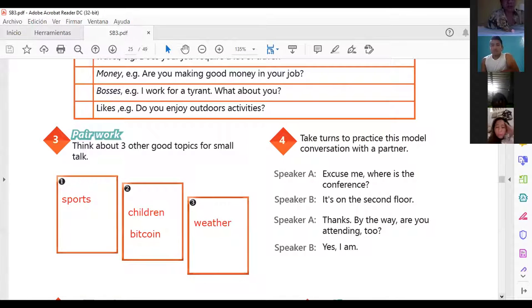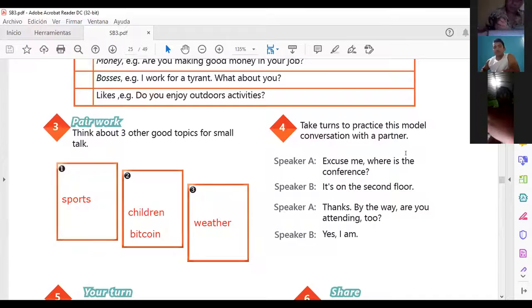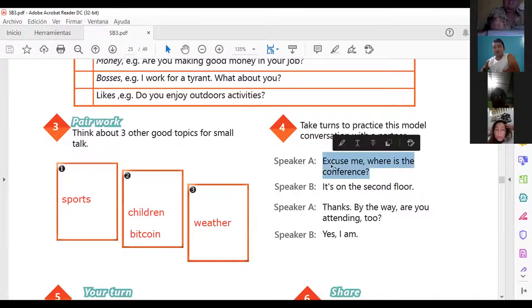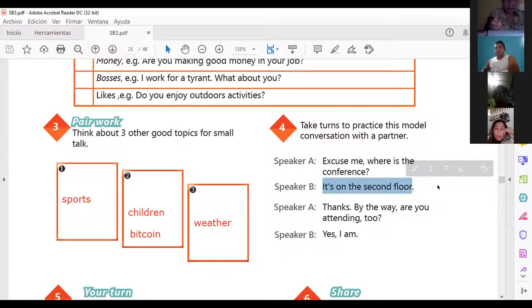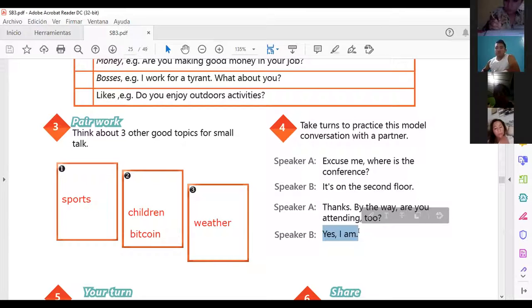Let's read it. Vamos a leerla. It says, speaker A and speaker B. It says, excuse me, where is the conference? Listen up. Excuse me, where is the conference? It says speaker B. It's on the second floor. And it says to speaker A, thanks. By the way, are you attending too? And it says to speaker B, yes, I am.